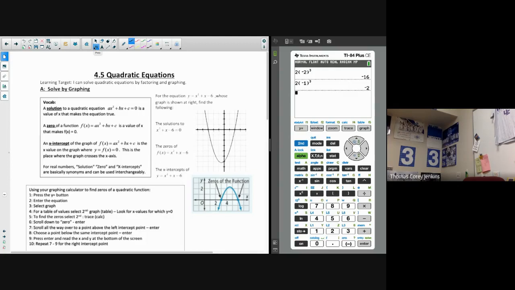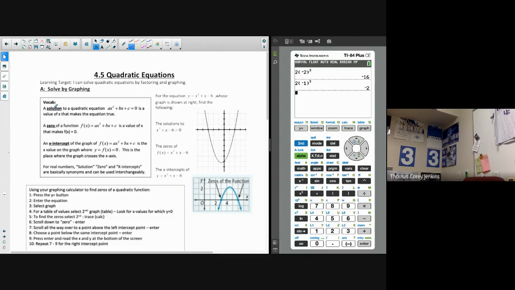So now we're throwing in an equal sign, and we're going to see some of the ways that changes what we look at as far as, quote, doing the problems. Our learning target is: I can solve quadratic equations by factoring and graphing. So simple enough.